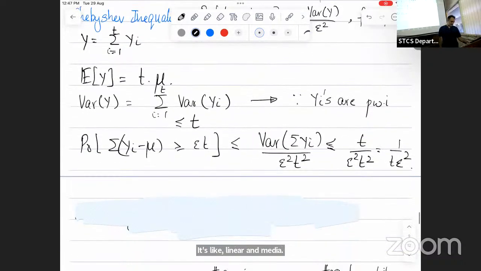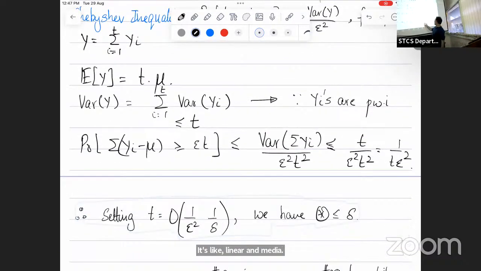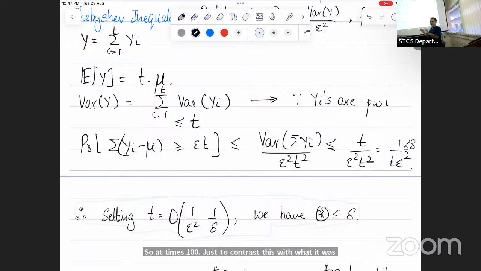All right. So now if you again ask, I want this quantity to be at most delta, because that's my probability of error. What should I choose t to be for this to work? Looking at this expression, t should be about 1 over epsilon squared times 1 over delta. Just to contrast this with the Chernoff setting, it was 1 over epsilon squared log of 1 over delta. But now t has to be much larger. It can't just be log of 1 over delta, it has to actually be 1 over delta.